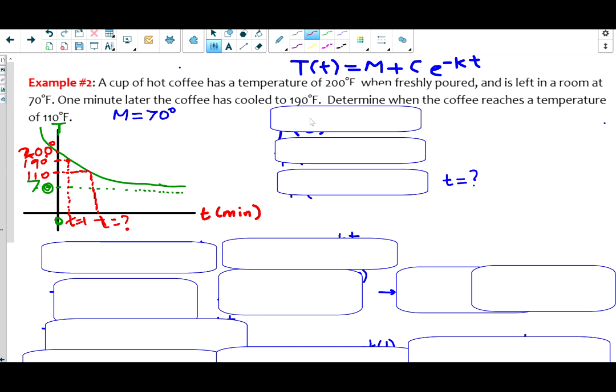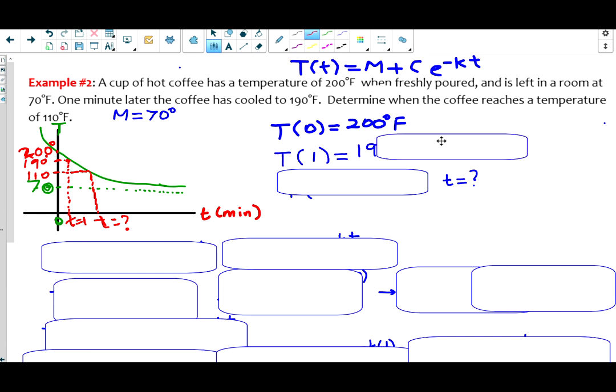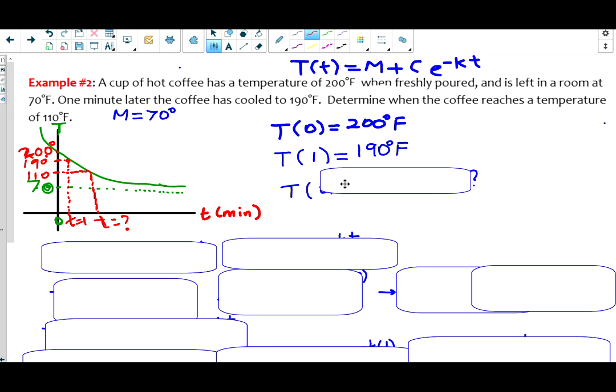We know initially the temperature is 200, so capital T of 0, when time equals 0, is equal to 200. That's given. In addition, we know 1 minute later, T of 1, it has cooled off to 190 degrees, right? So T of 1 is 190. And then what we'd like to find out is, when is it exactly 110 degrees? So capital T of lower t, time, equals 110. Solve for lower t, the time.